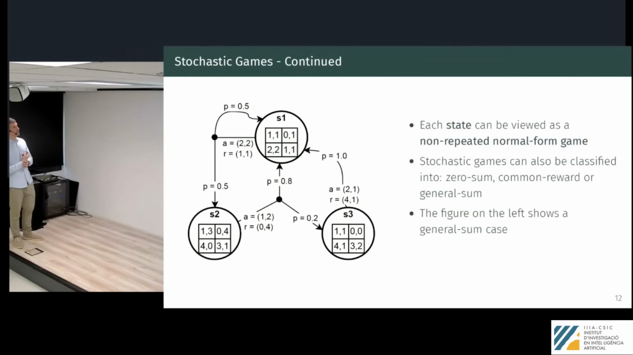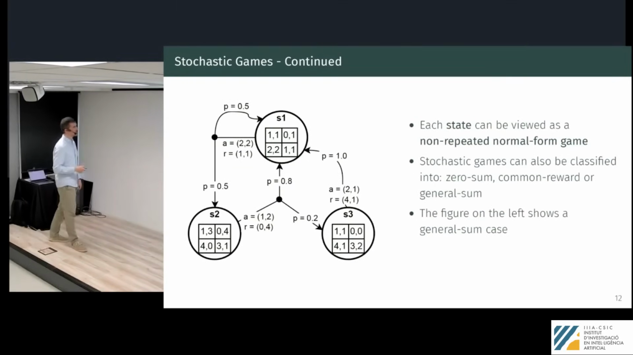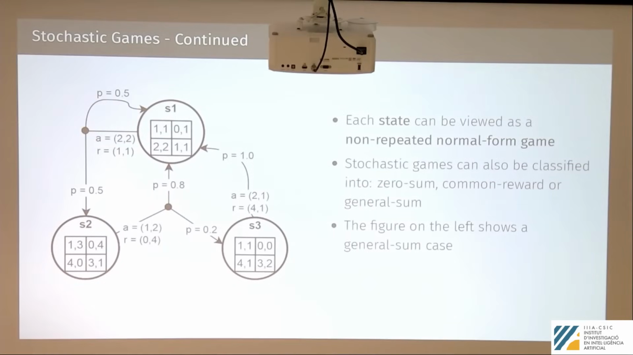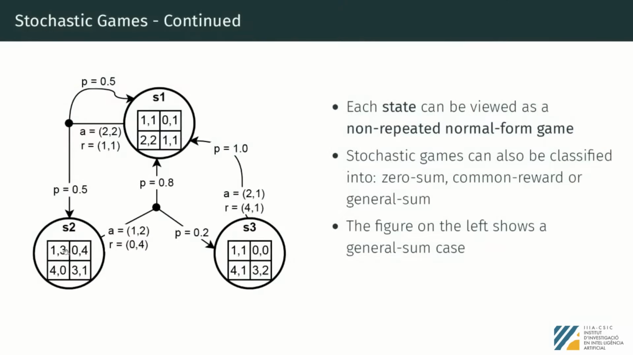Here's an example as a graph. Okay, so we can say that every state can actually be viewed as a non-repeated normal form game. Non-repeated normal form game just means that there is only one time we do the normal form game. Let's say in this example, there's 3 states, S1, S2, and S3, and every state is defined by a matrix game for the 2 agents, which is shown inside the states here. You can see that every state can have a different matrix game to define the rewards in that state. And there will be an initial state. Let's say S1 is the initial state.